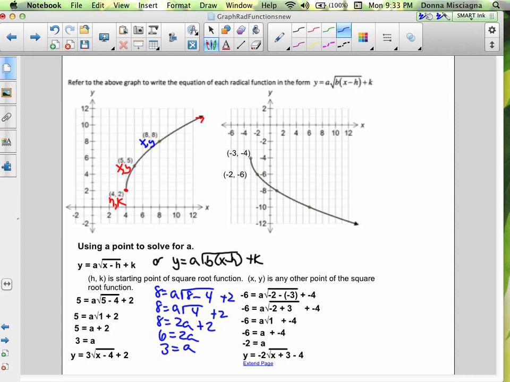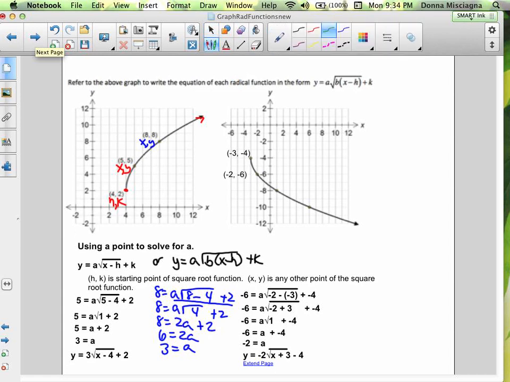And you might wonder what happens if I don't get a perfect square. Well, if everything is integer values, h and k and x and y, you should be getting perfect squares. Whatever's under the radical should be a perfect square, because when you evaluated a times the square root of x minus h plus k, you get y. And if y is an integer, then whatever was under the radical has got to be an integer too. So these should all be perfect squares.